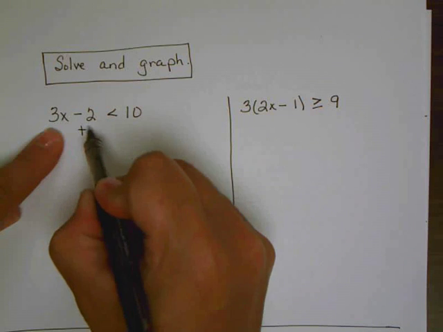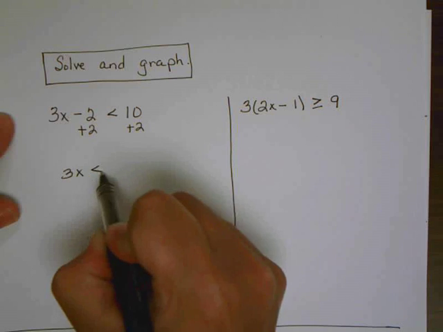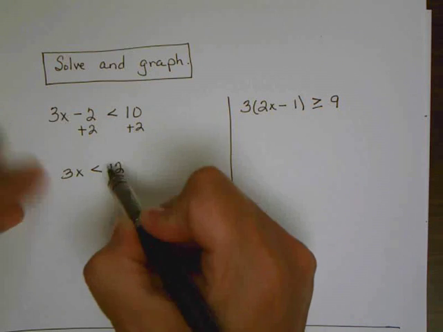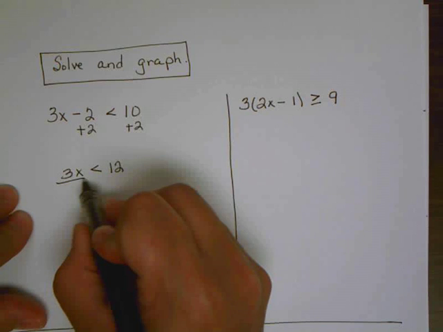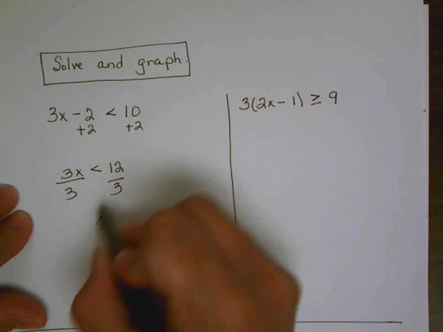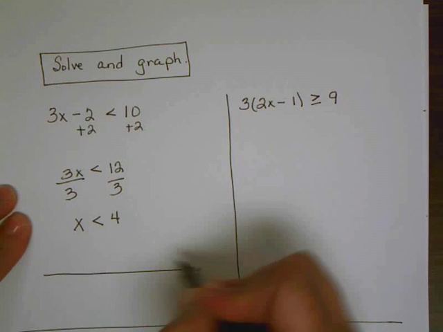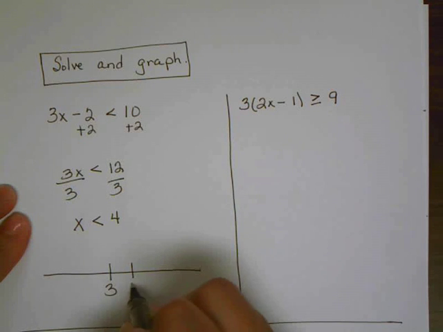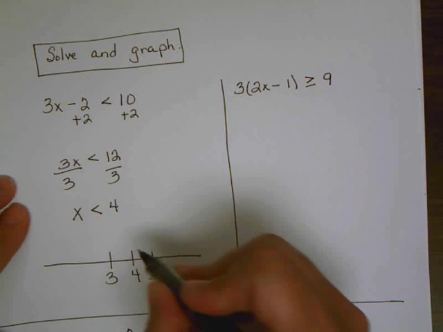So I want to get x by itself, so first I'm going to get 3x by itself. The inverse of subtracting 2 is adding 2. 3x is less than 12. Remember to bring your inequality symbol down. What it does, multiplication, division, so divide both sides by 3. I divide by a positive, so I leave my inequality symbol as it is.